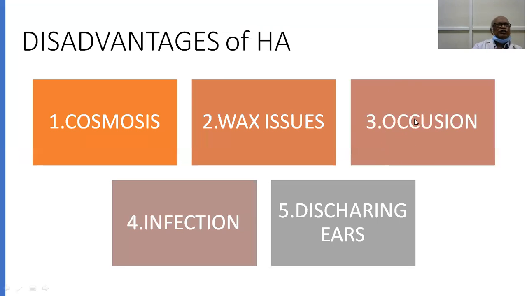And not only that, the most important aspect of a hearing aid is the occlusion effect. What is occlusion effect? Occlusion effect is the feeling of something present inside the ear canal. Always the patient feels the ear canal is blocked by something, some foreign material. This is the occlusion effect. It will take a long time for the patient to understand and accept it. It is a very great disadvantage of a hearing aid.